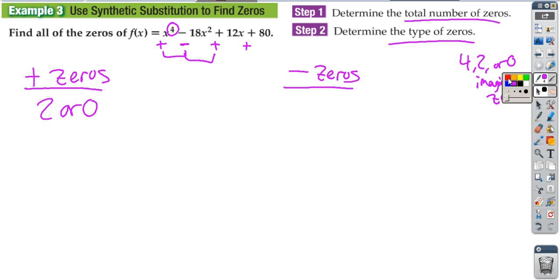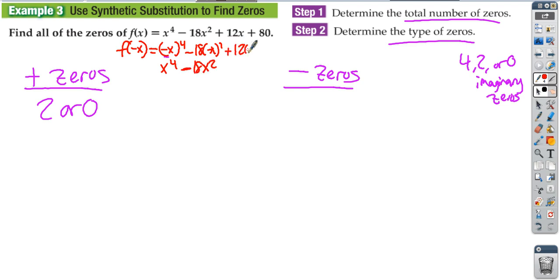For negative zeros, let's plug in negative x for all these and see what happens. Let me just erase this. If we plug in negative x to the 4th, raising something negative to the 4th power, we get positive. If we plug it in right here, we would still get positive, but it's times negative 18. And then if we plug in negative x right here, that becomes negative. And then we still have that plus 80. So that's positive, that's negative, negative, positive. So there's 1, and there's 2 changes. That means we could have 2 negative zeros or no negative zeros.